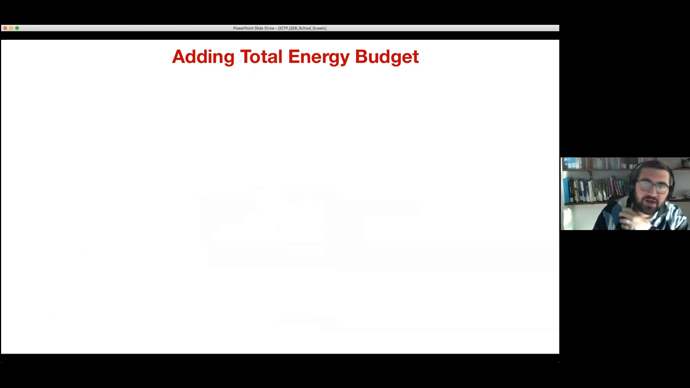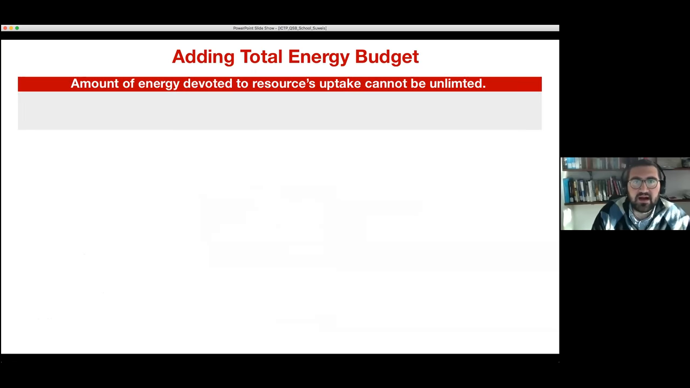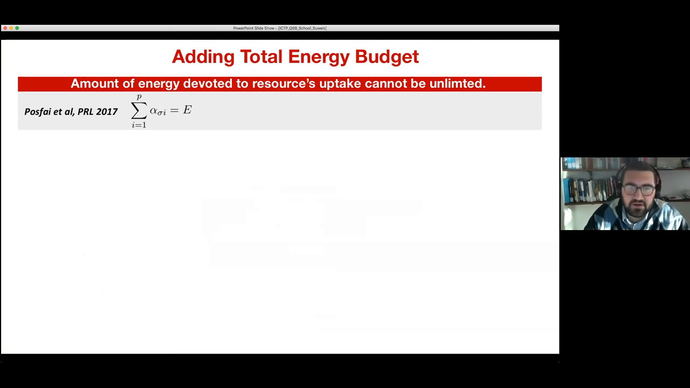It is not possible to violate the competition exclusion principle, but as pointed out recently, there is a very important physical constraint that we are missing: the amount of energy devoted to resource uptake cannot be unlimited. In other words, there is a trade-off between the metabolic strategies. This was pointed out by Posfai and Wingreen in a recent PRL. A species has a total budget of energy that it can spend in producing metabolites, basically, and so there is a trade-off between the different strategies that can be turned on.